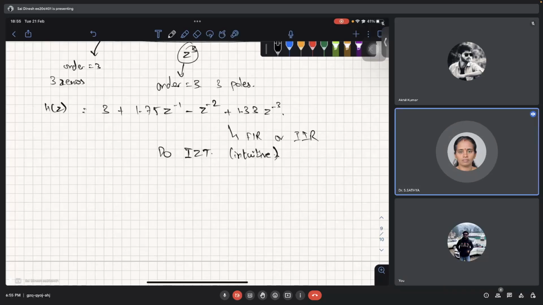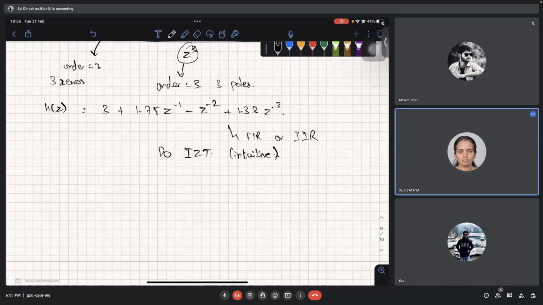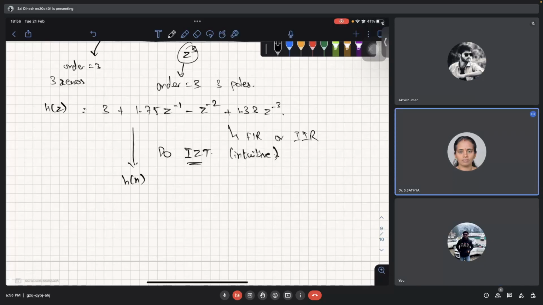So after finding the inverse Z transform, how can we decide if it is IIR or FIR, sir? Yeah, so once you find the inverse Z transform, what you get is h of n. If the duration of h of n is infinite, then it is an IIR filter, and if the duration of h of n is finite, then it is an FIR filter. Okay, sir. Thank you.